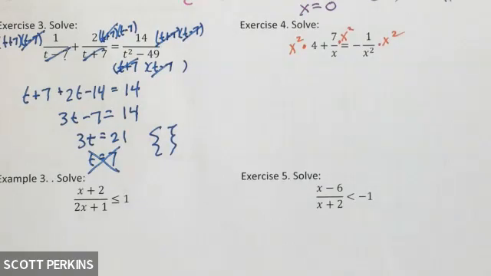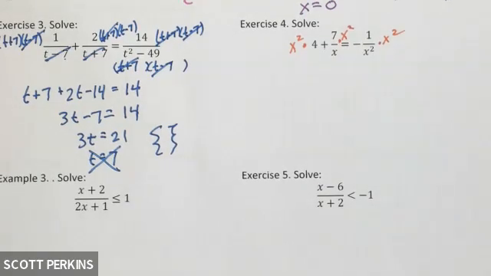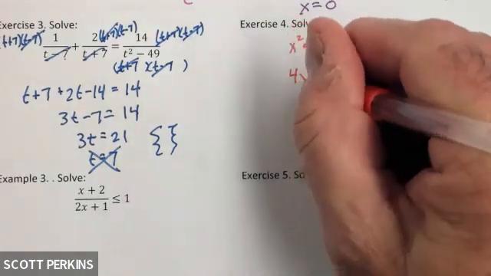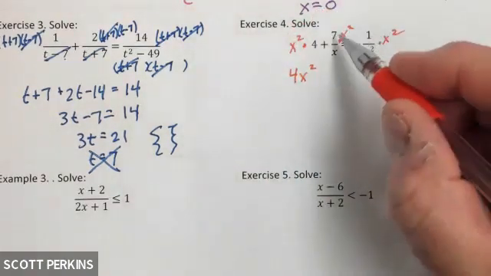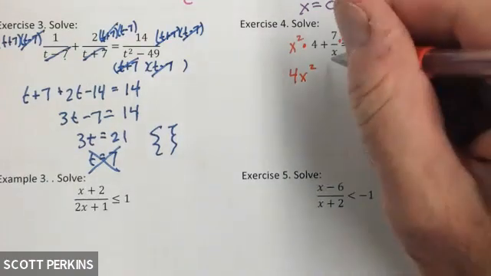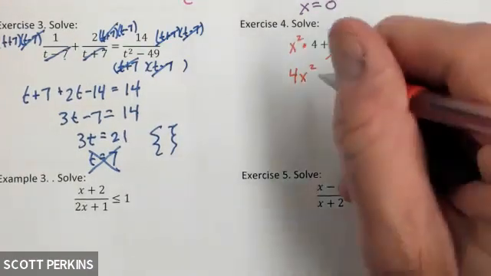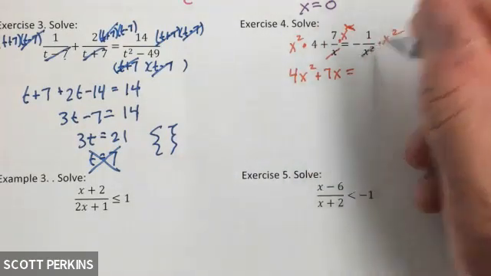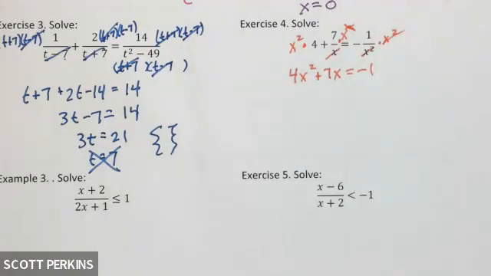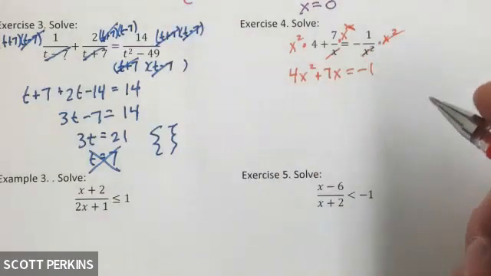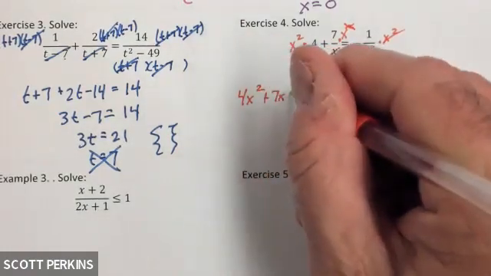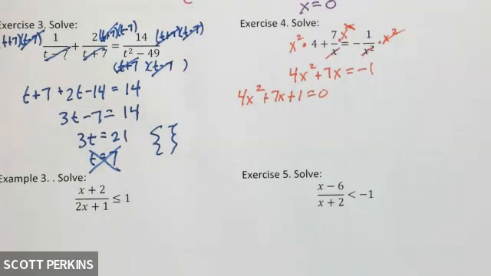All right, so I'm going to do what you just told me to do. I'm going to multiply everything by x squared here. So my first one, x squared times 4 is 4x squared. And then here, 7 over x times x squared. This x cancels with one of these, and I'm left with 7x. And then on the other side, the x squareds cancel, and I'm left with -1. So it's a quadratic. I'm going to put that -1 over on the other side. So I'm going to have 4x squared plus 7x plus 1 equals 0.